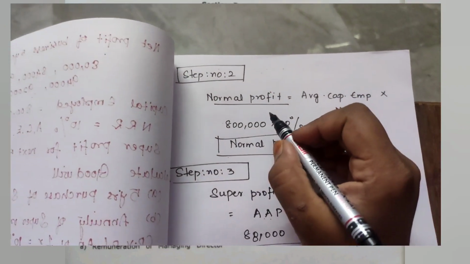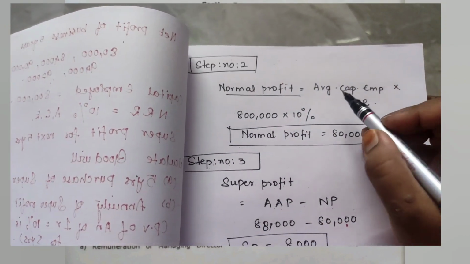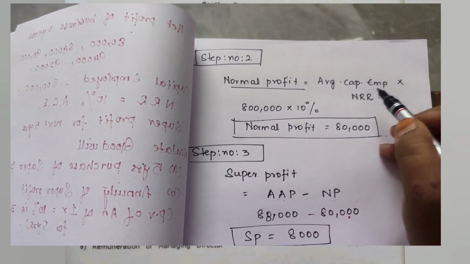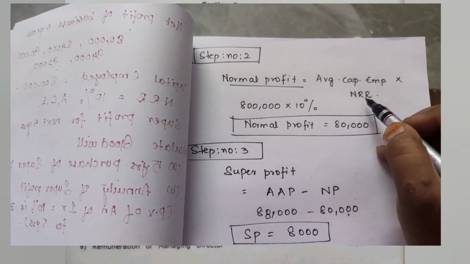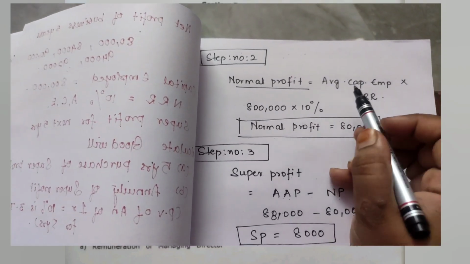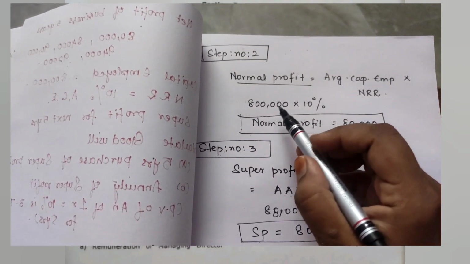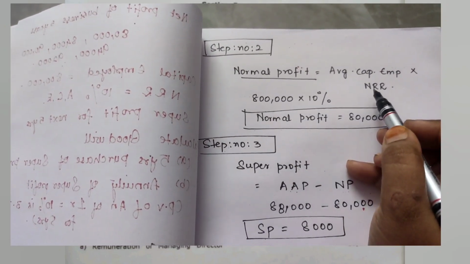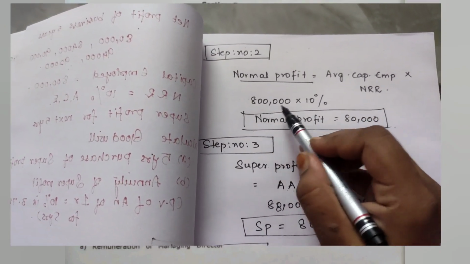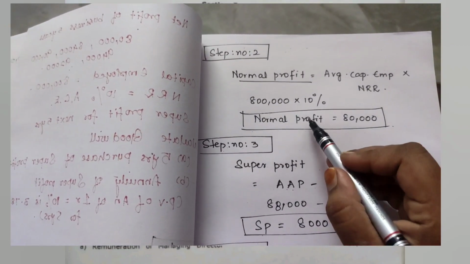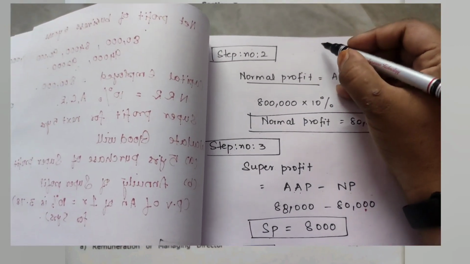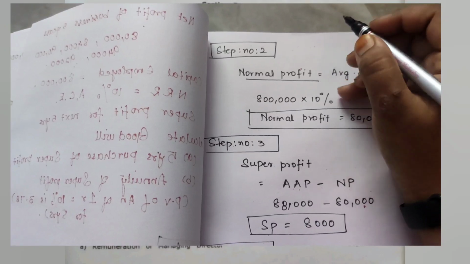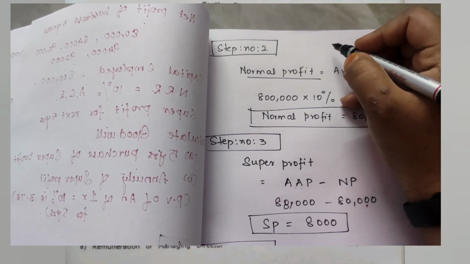Step number 2 is to calculate normal profit. What is the formula? Average capital employed into normal rate of return. So for average capital employed we will take whatever the capital is employed. That is 8 lakh into 10%, which is already given in the question. 8 lakh into 10% is 80,000, which is our normal profit. First we need to calculate adjusted average profit, and then normal profit, and then super profit.